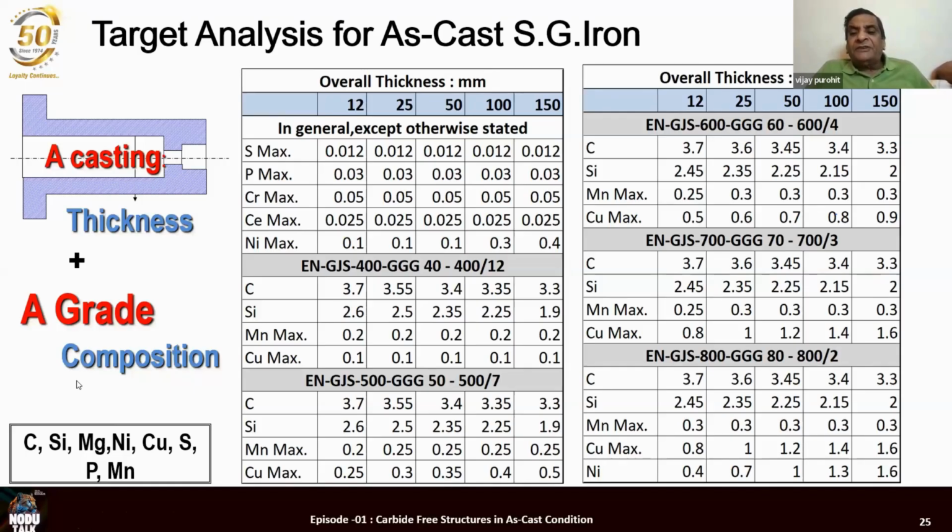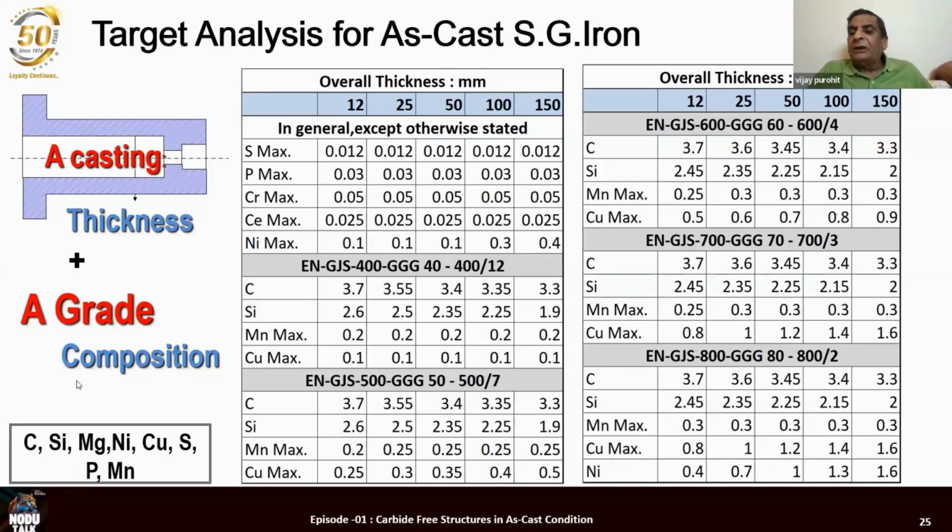GGG60. Carbon, as the section size increases, carbon content decreases. Silicon decreases as the section size increases for the same reason, to avoid graphite flotation. Manganese 0.25 in the thin section and 0.3 max up to 6 inches. Copper max depending upon the section size to get the pearlite content in the matrix. 700 by 3: as the section size increases, carbon decreases. As the section size increases, the silicon decreases. Why? To avoid graphite flotation. And manganese 0.25 in the thin section and 0.3 max in the heavier section.